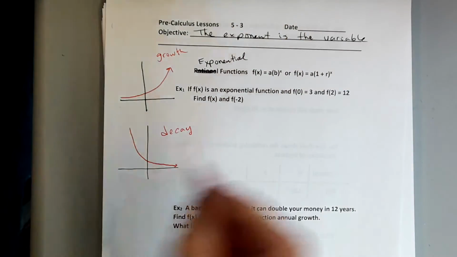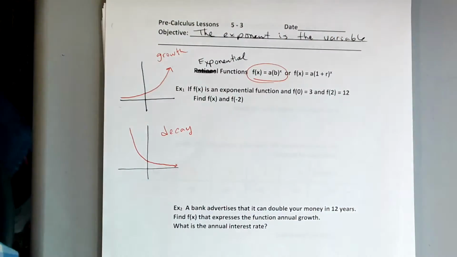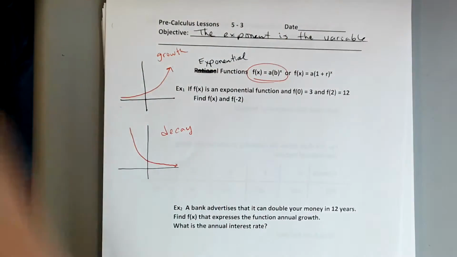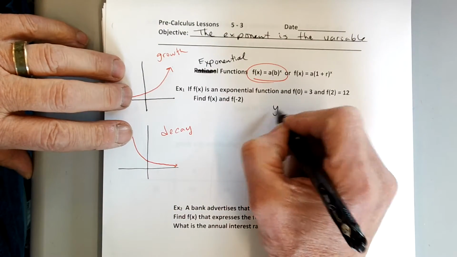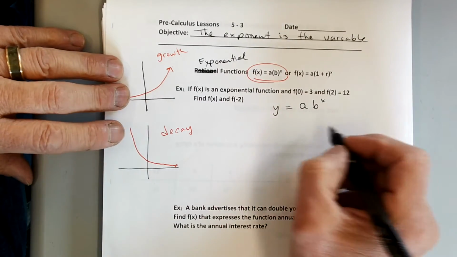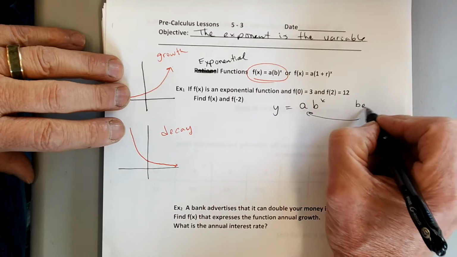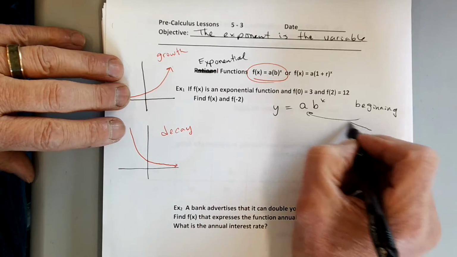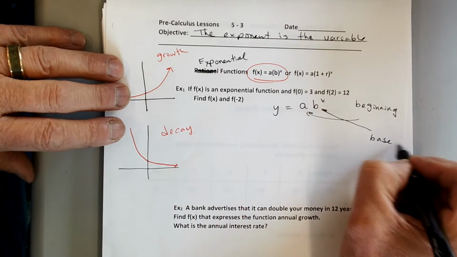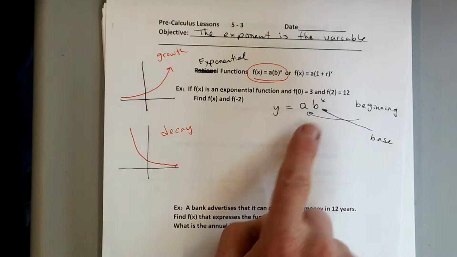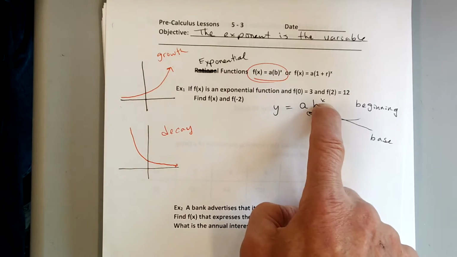So they come in exponential equations. f of x or y equals a b to the x. The a is our beginning amount. The b is what we call our base. You know, we're doubling, and then we're doubling again. And then the exponent is sometimes time. Oftentimes, for story problems, it's our time.